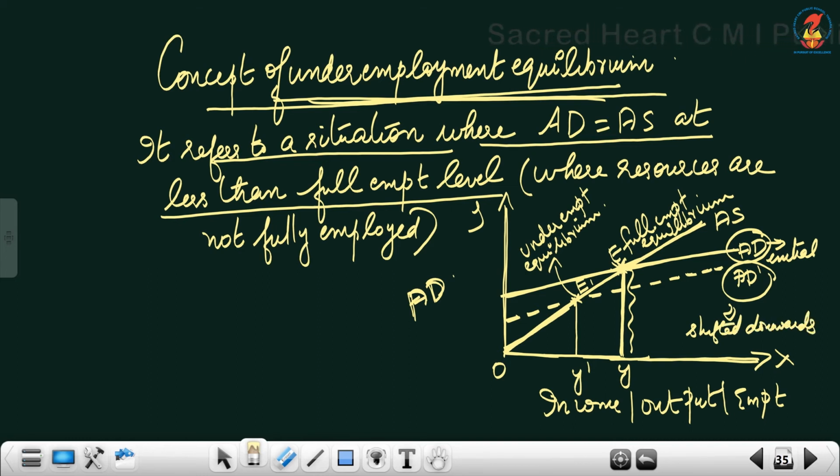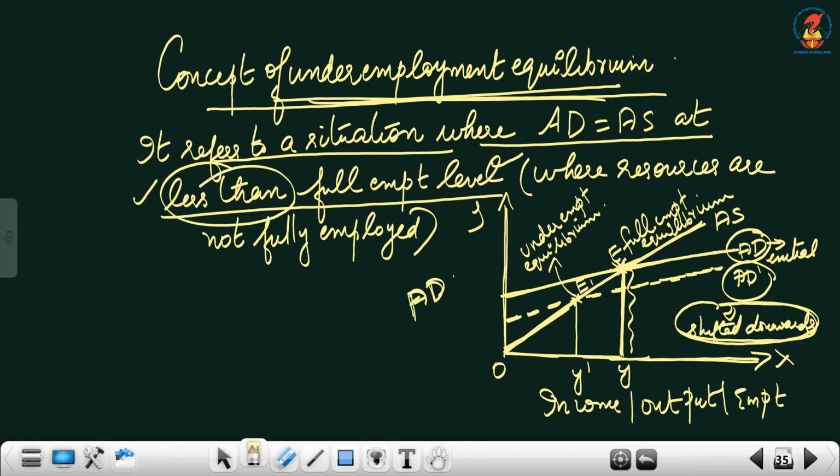That means when aggregate demand is less, it means what? Full employment of resources is not happening. We are reducing the resources, right? Think about AD less than AS. We don't want that much of resources. Therefore, aggregate demand is falling, isn't it? Aggregate demand is below. That much of resources are not fully employed. That is why less than full employment level. See, less than full employment level is explained.